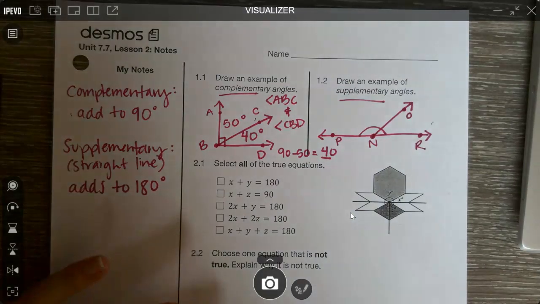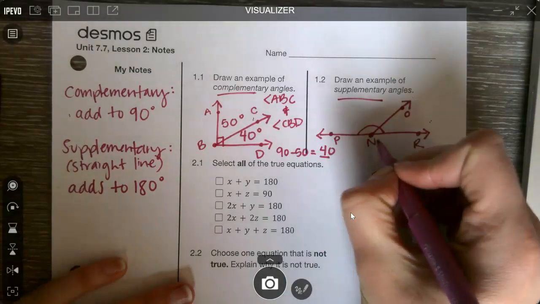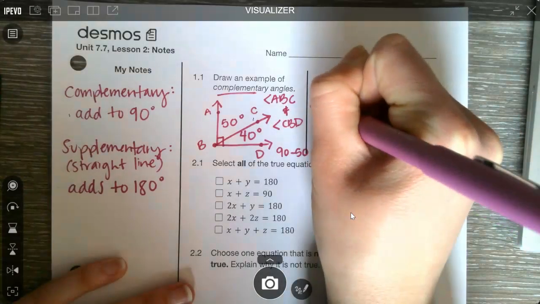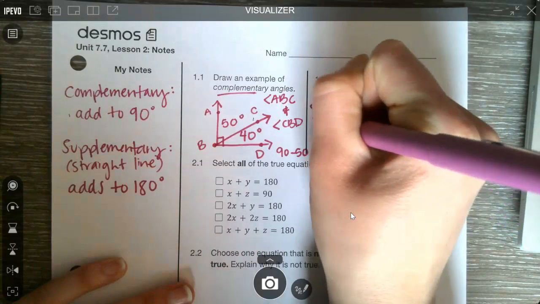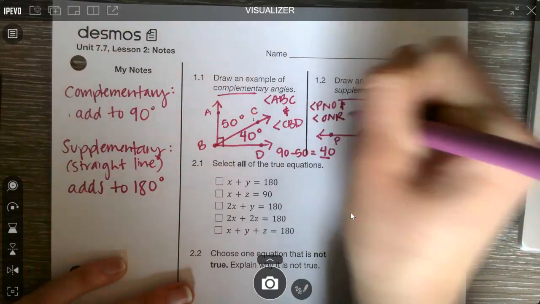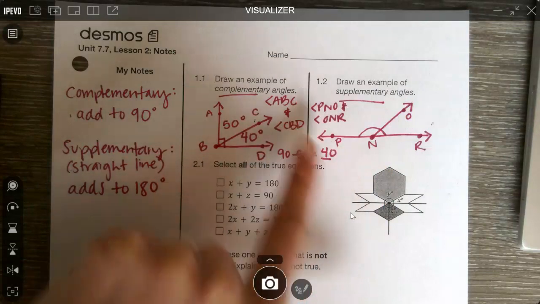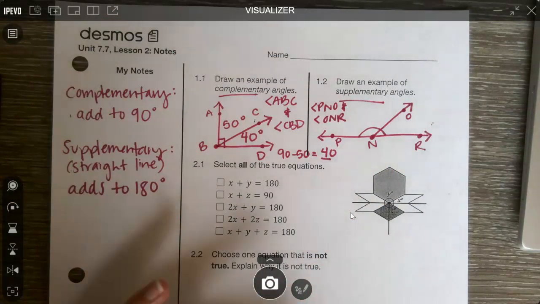So now, my straight line is PNR, but my two angles are PNO. So I'm going to say angle PNO and angle ONR. Again, you can go the other direction if you want to. You could say RNO, ONP. Doesn't matter. Okay, those two are supplementary.